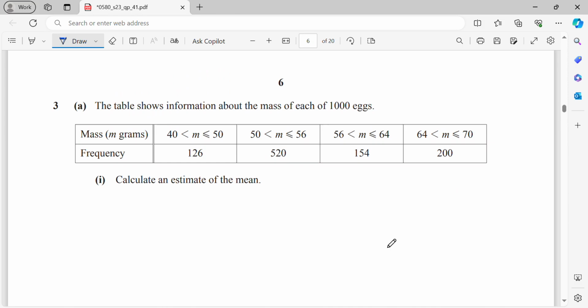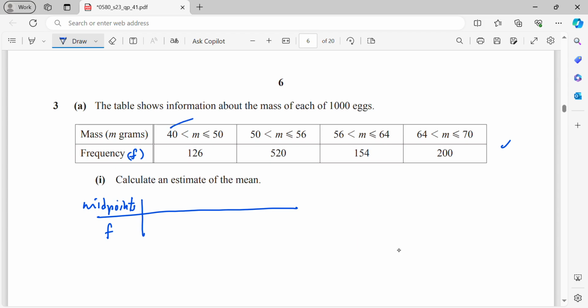Okay, now next question number 3. A, the table shows information about the mass of each of 1000 eggs. You are given the table. Okay, calculate an estimate of the mean. So for the mean, we need to get the midpoints. So now I will need to calculate the midpoints. And then frequency is F.